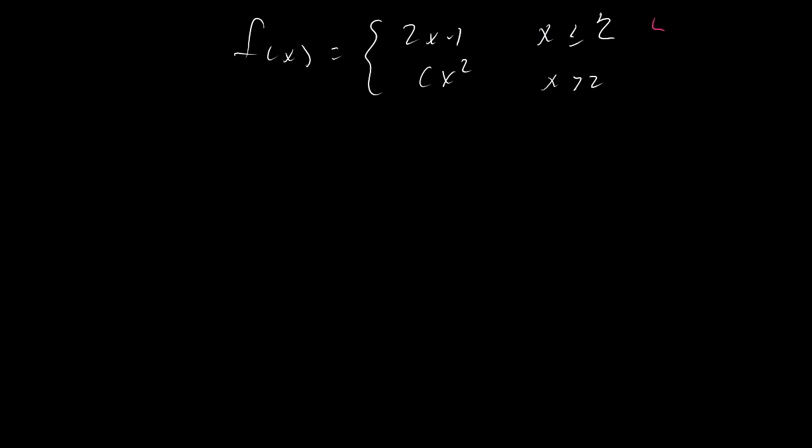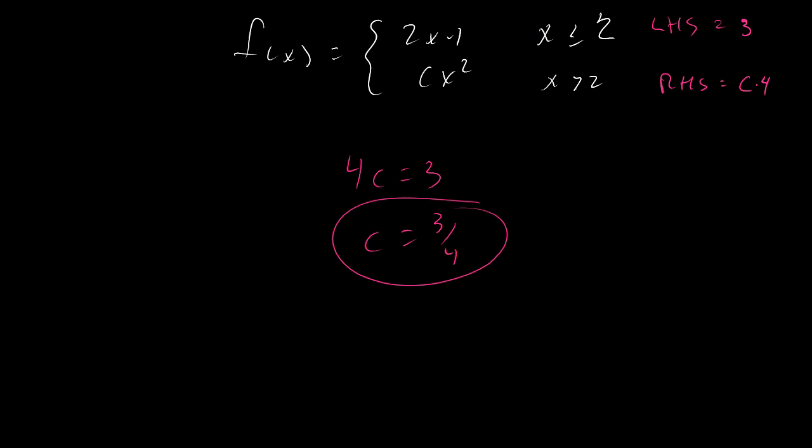Welcome back. We have our left-hand side here, we have our right-hand side here. Simple enough. We're going to plug in and we're going to get 4 minus 1, which is 3. We're going to plug in 2 here and we're going to get c times 4. So I have 4c is equal to 3, c is equal to 3/4, and I have found my value.